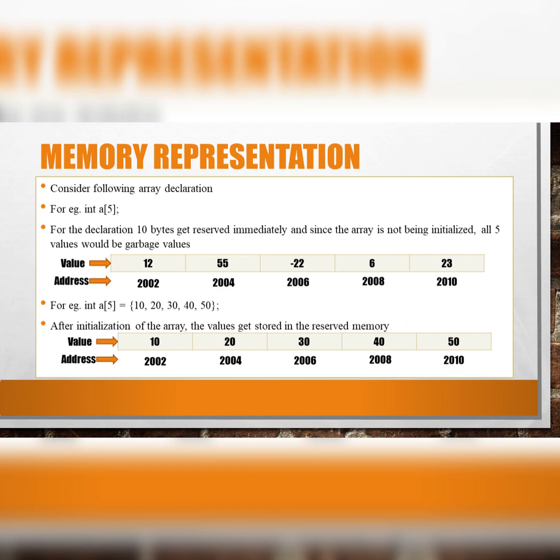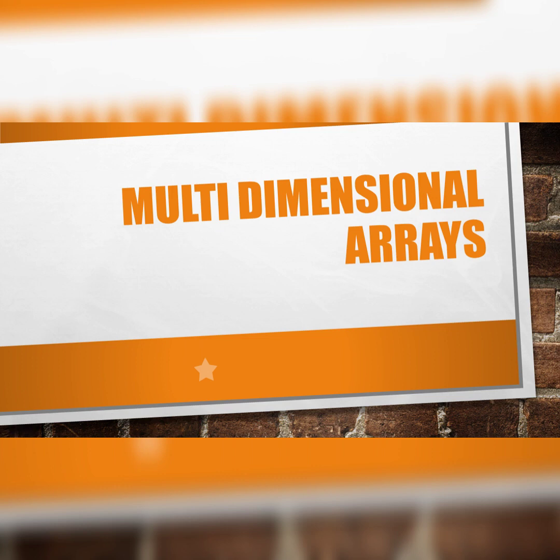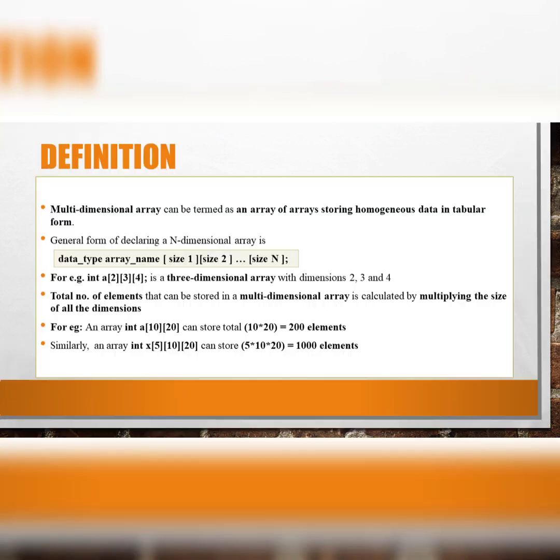Thus, the address of the fourth element would be 2008. With this, we have completed with the concept of one-dimensional array. Let us now move ahead to the next type of array, that is multi-dimensional array.